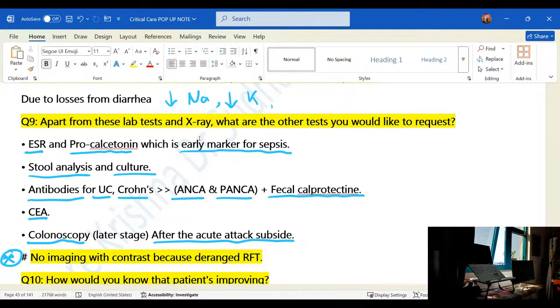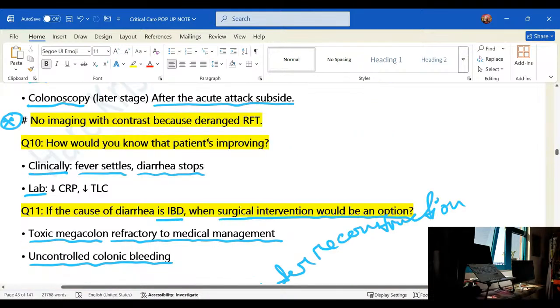Okay, we will do ESR, procalcitonin, fecal calprotectin, stool analysis and culture, and antibodies for ulcerative colitis and Crohn's disease, ANCA, PANCA, and carcinoembryonic antigen, and colonoscopy. No imaging with contrast because of the renal function test.